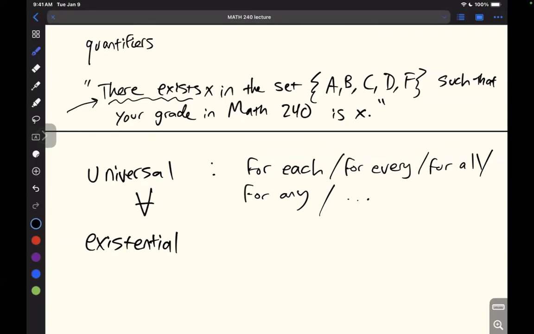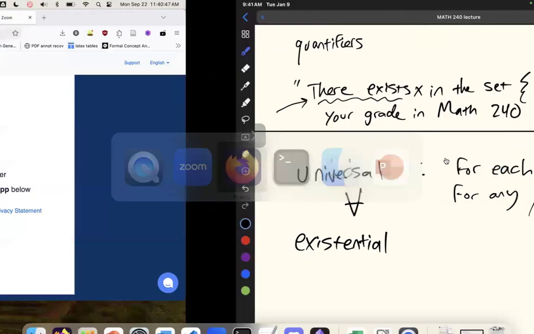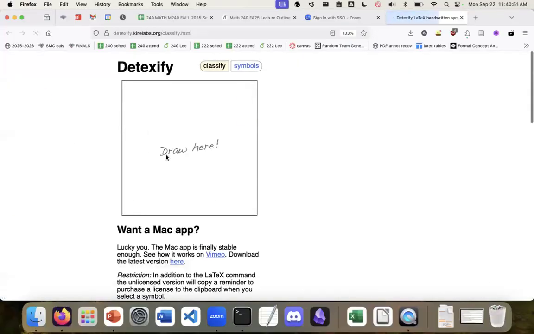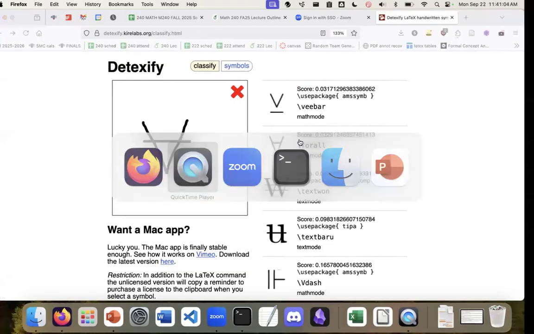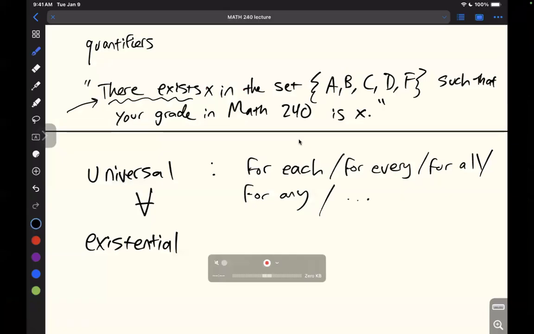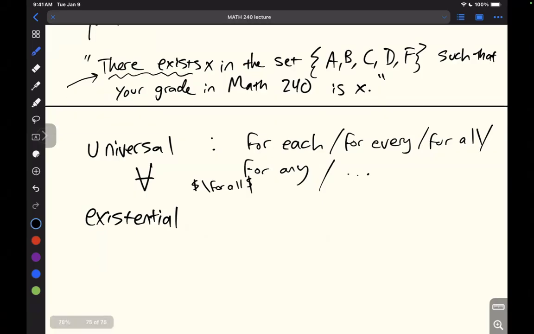Let's pull up Detectify really quick and see how we type that. I think it's for all. It is for all. And so in LaTeX, this is backslash forall in math mode.